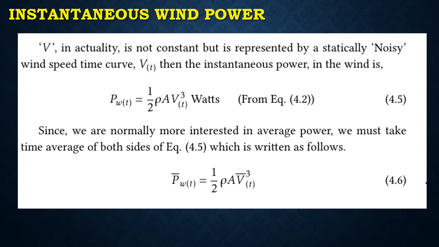That expression is similar to the earlier power expression, but it is Pw(t) equal to half rho A V(t) to the power of cube, in watts. This is taken from equation 4.2, that is the power equation. Normally the average power is taken, and the time average for both sides is considered. Power delivered will not always be constant in the wind turbine, it varies because wind speed varies every second. Therefore it is common practice to write the average power. That average power is indicated by a dash symbol on the P term as well as a dash symbol on the V term, which represents the average power for that given average velocity.